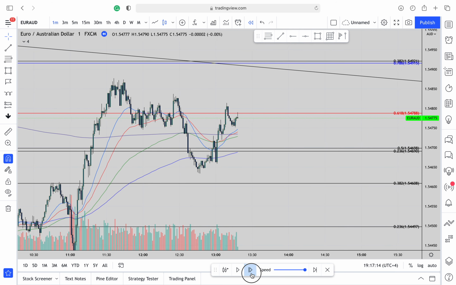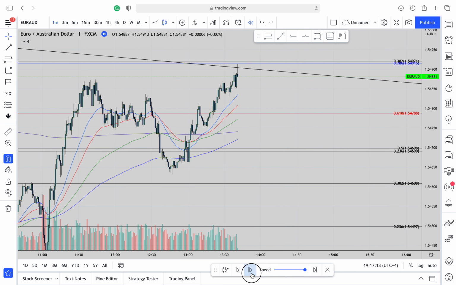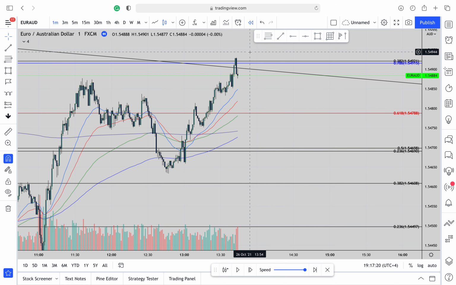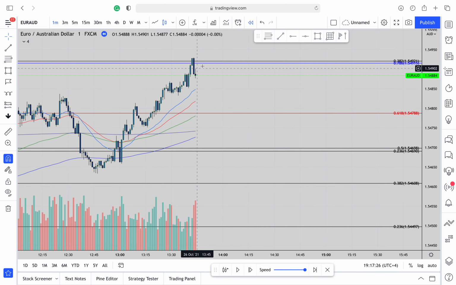One second, let me just get up to it. And as you see, it tapped it. Let me just delete this trend line so it doesn't confuse you. So it tapped this area, then dropped back, but I didn't take a trade.